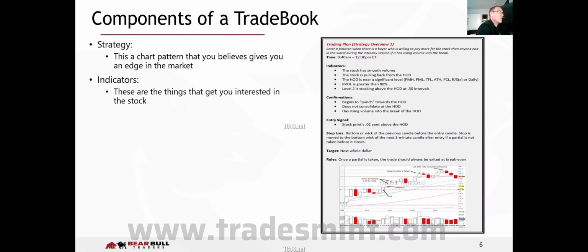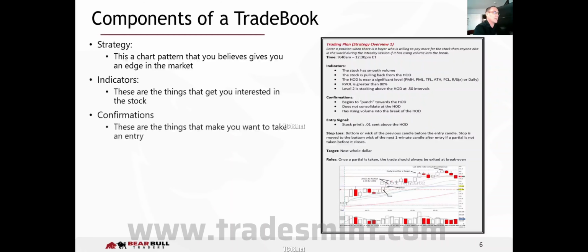So indicators, these are the things that get you interested in a stock, okay? You're basically scanning the screens and you identify, or your eyes catch a stock and you go, ooh, I need to look at that more, right? You sit up in your seat a little bit, you lean towards the computer, your heart rate gets a little excited, and you get a little nervous. Those are the things that get you interested in the stock. Those are indicators. Now, when you pull up that stock, you want to look for confirmations that your initial instinct was correct.